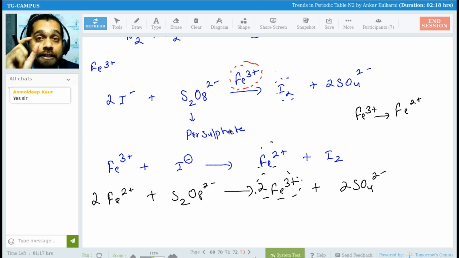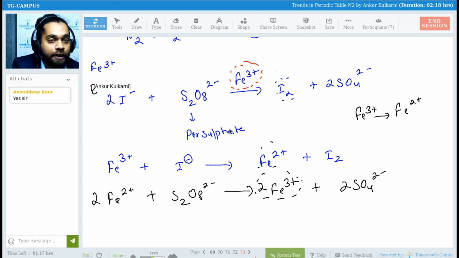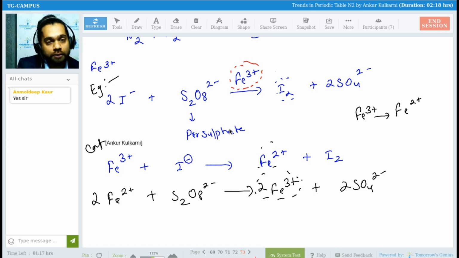Catalyst does not take part in the reaction. What does that mean? That does not mean it does not undergo reaction. It reacts with the reactant, but in the last step it will come out as it is, with the same amount. That is catalyst, and this is the example. Come on, write it down quickly. Write down both the reactions. This is how catalyst works.